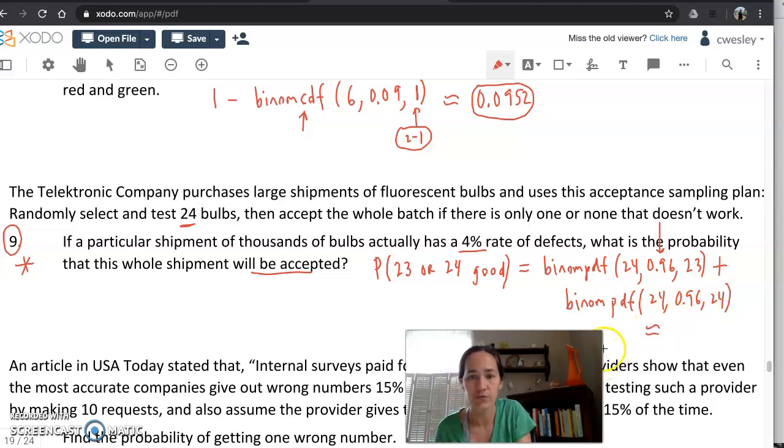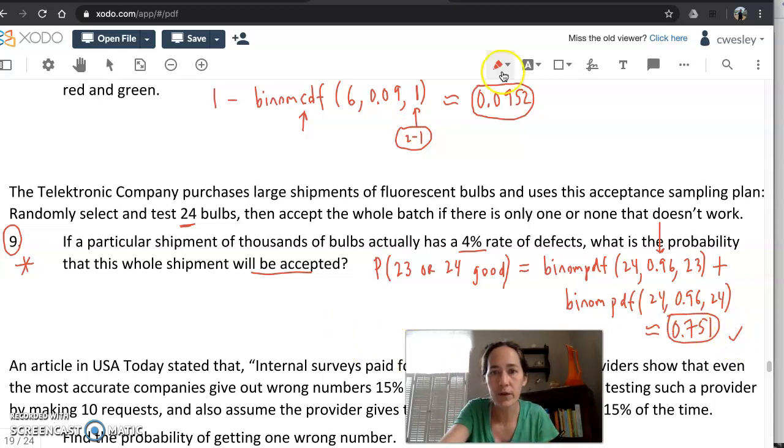Add those together. Feel free to pause so that you can get that typed in. But add those together. The number to check it with is going to be 0.751. And I'll show you one or two other ways you could show this work. Another way you could do it, right? Or another way to think about it.